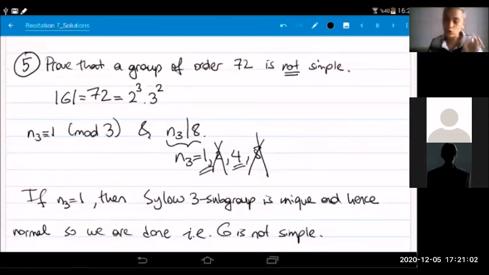To show that a group is not simple, we need to find a non-trivial, proper, normal subgroup.